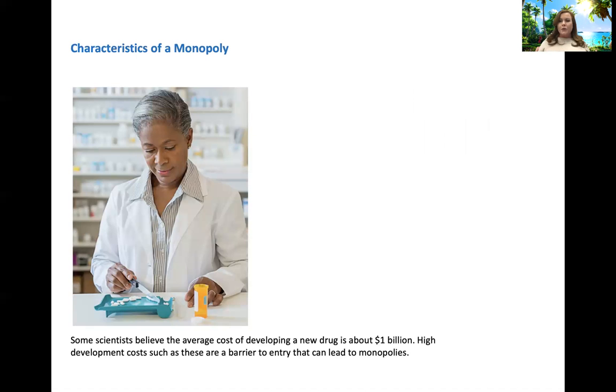Now, why are prescription drugs so expensive? Look down here. It costs about $1 billion to produce a single new drug. Now, that's an average. Think of how much cancer medication and right now COVID stuff, how much that stuff is costing. And those development costs can be a barrier to entry that leads to monopoly, because who's got billions of dollars laying around to try to go develop a new prescription drug? Not many.